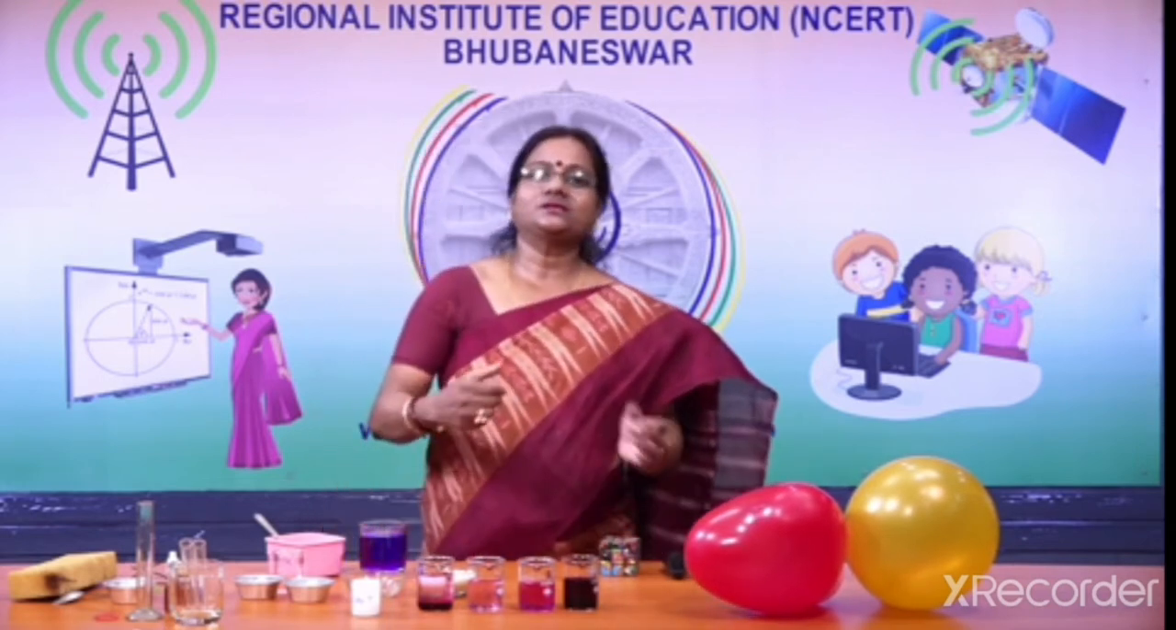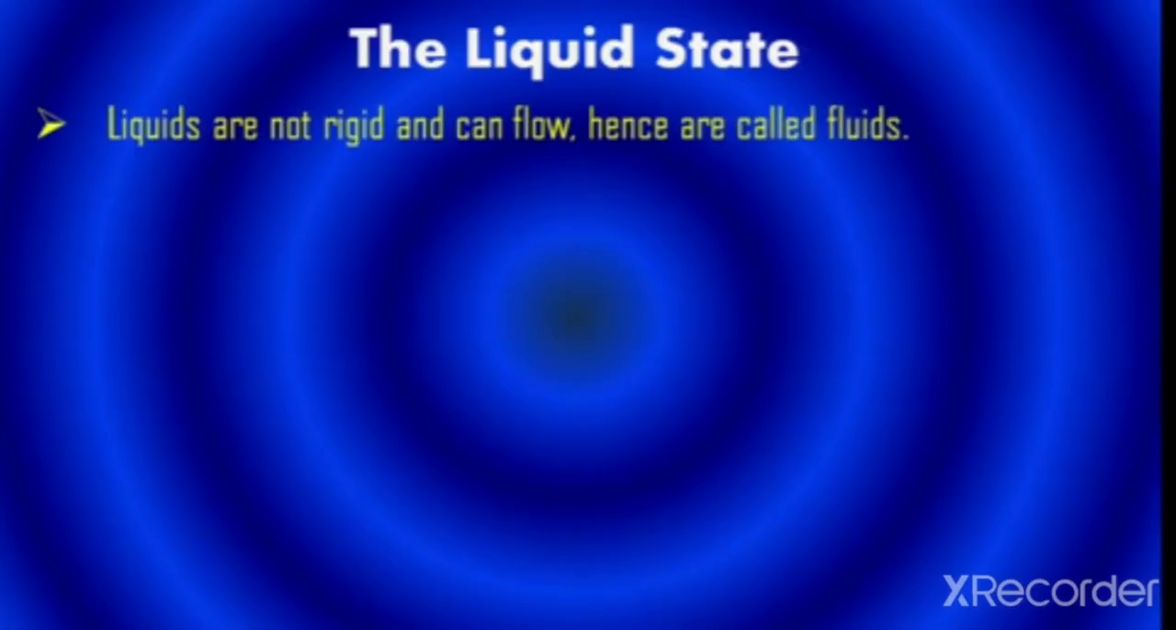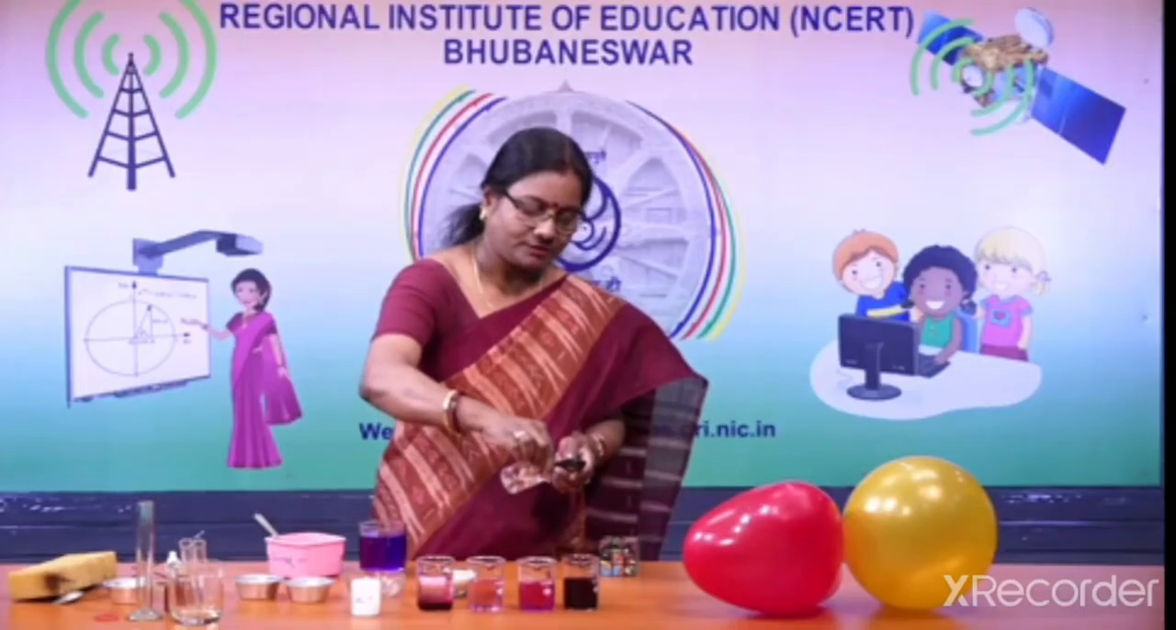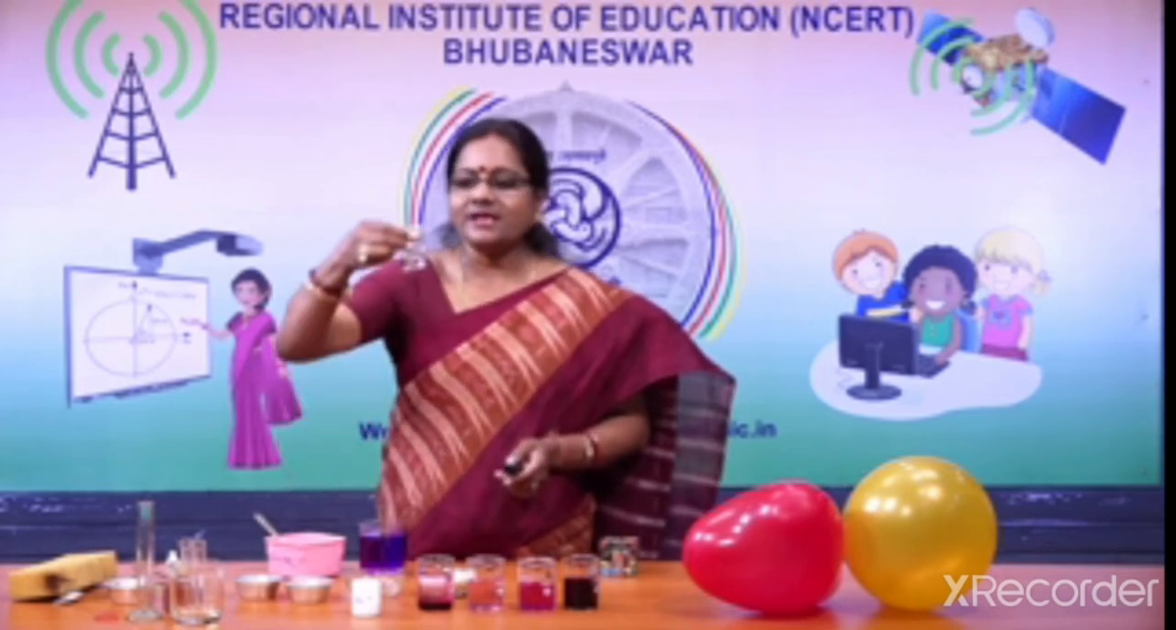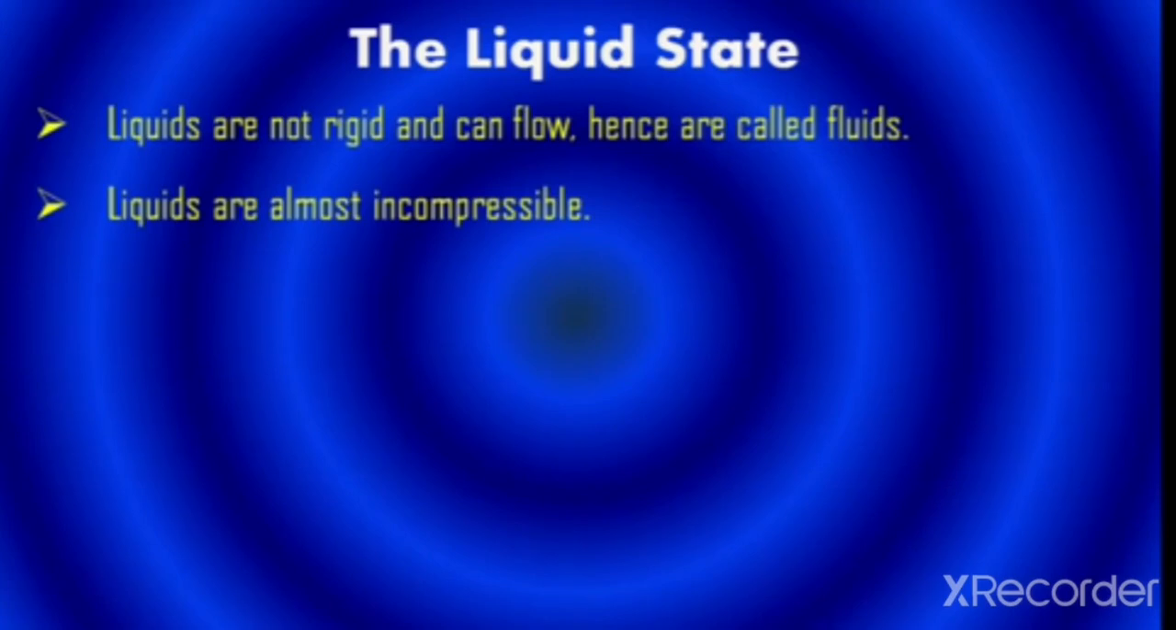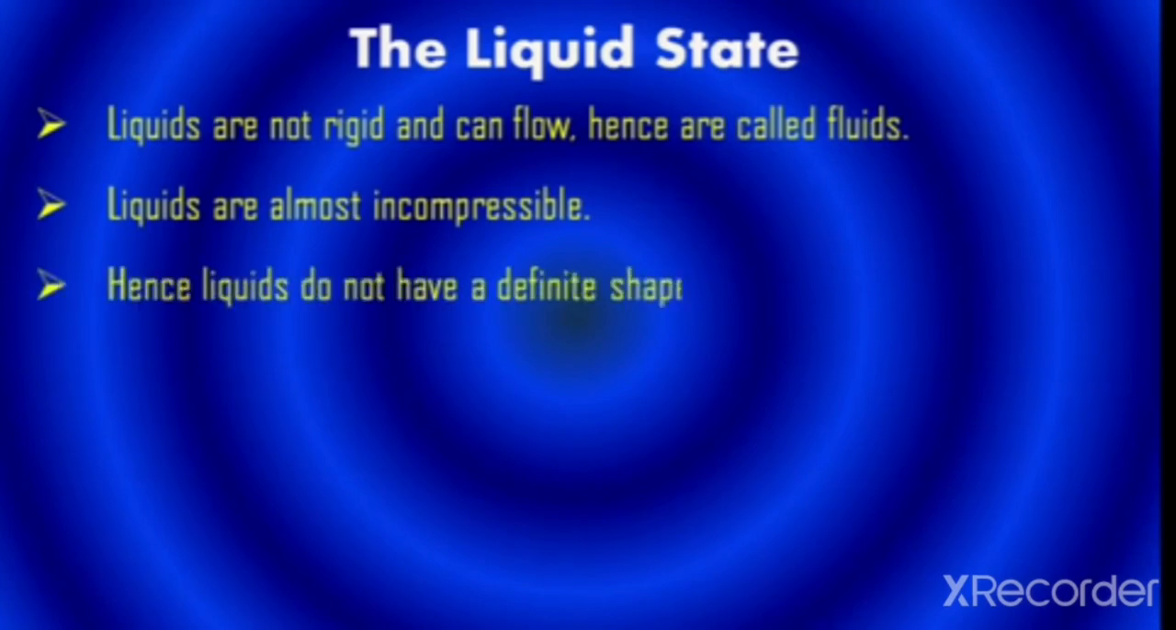Next, children, let's go to the liquid state. Liquids are not rigid and can flow. If I drop some water on the table, I'm dropping, it is flowing. It doesn't have a definite shape. It takes the shape of the container in which it is put. Liquids are almost incompressible. Liquids do not have definite shape, but have a fixed volume.